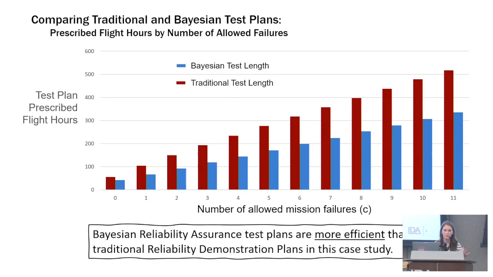Okay, so there are two big outcomes from the case study. The first is that for this example, the Bayesian reliability assurance test plans were all more efficient than the traditional reliability demonstration test plan. If you look at this plot, the x-axis is the number of allowed mission failures from both the Bayesian assurance test plans and the traditional reliability demonstration test plans, and the y-axis is the prescribed number of flight hours from each of those test plans. You can see that in all cases, the traditional reliability demonstration test required more testing.